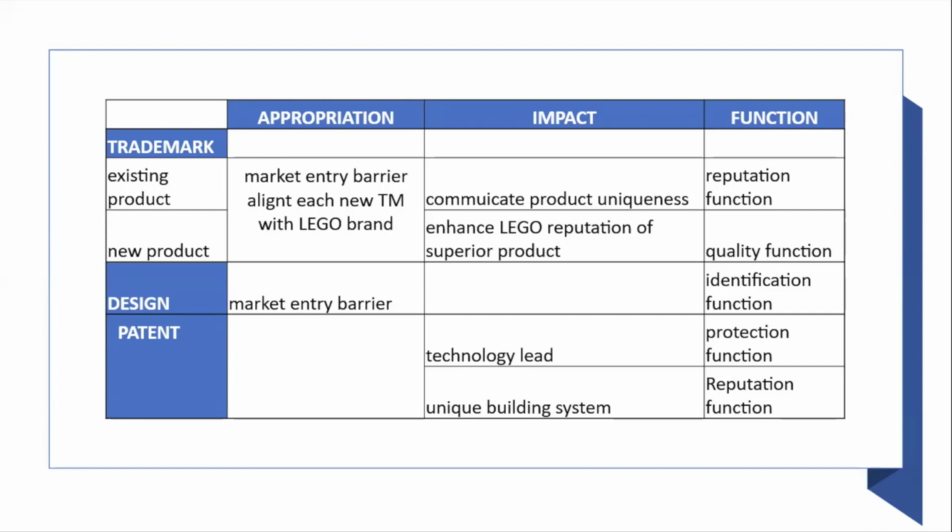For design, in appropriation, we have a market entry barrier, and in function, we have an identification function. For patent, in impact, we have a technology lead, and for technology lead, we have a protection function. For the unique building system, we have a repetition function. And next, we are talking about 7P.